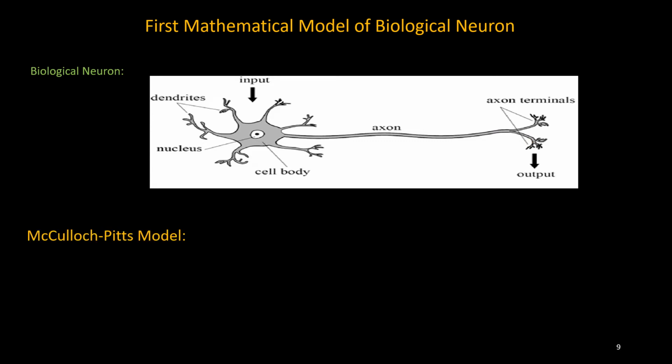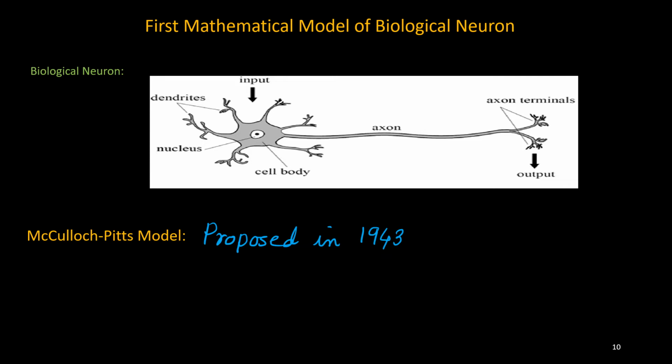So the first model is called the McCulloch-Pitts Model, and this model was proposed in 1943. So you see, this is around 80 years ago. Today is 2020. Okay, 80 years ago, one model was proposed to mimic this biological neuron. That will be called an artificial neuron. So the first model of our artificial neuron is McCulloch-Pitts.